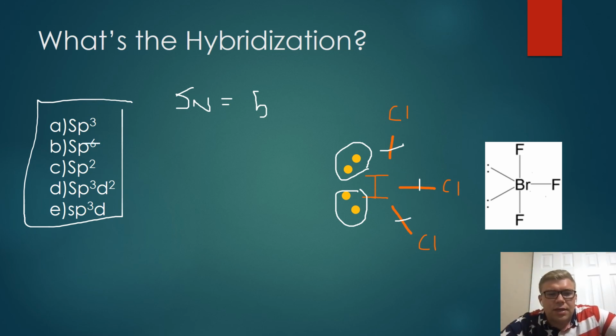sp6 does not exist whatsoever. That's a lie. I'm a liar. sp2, there's only 3 orbitals being used. sp3d2, there are 6 orbitals being used. That's 1 too much. sp3d, 1, 2, 3, 4, 5. Money. So we're going to go with that. This is the right answer. E is the right answer. sp3d.